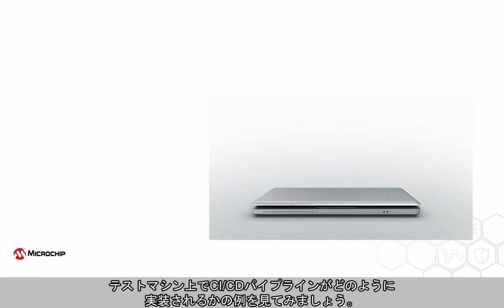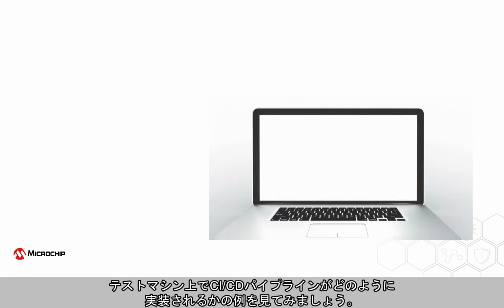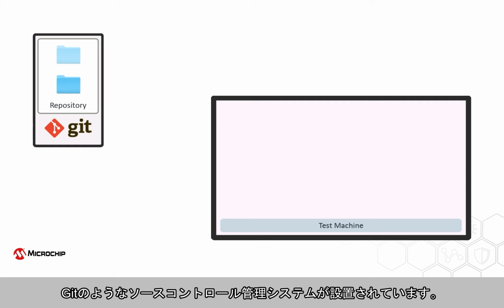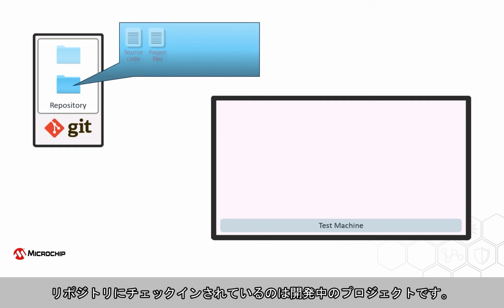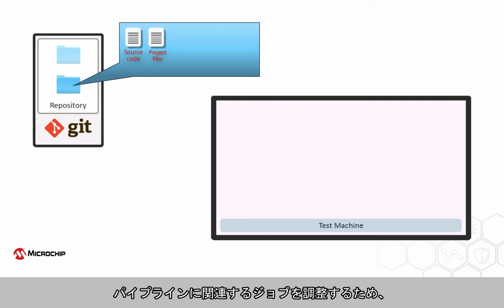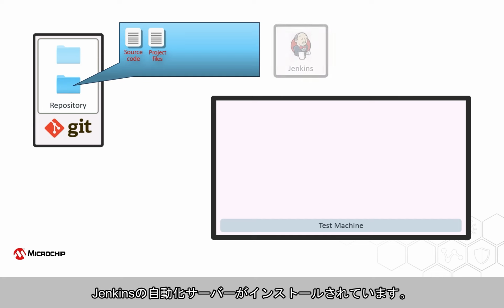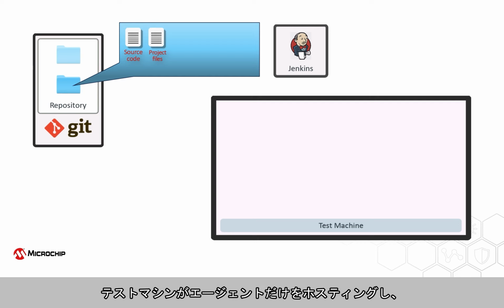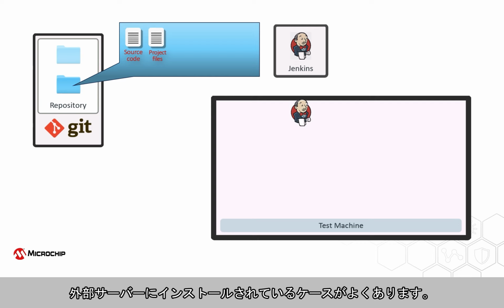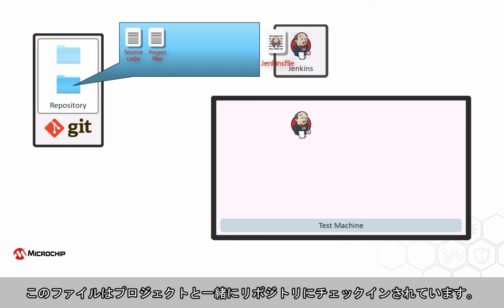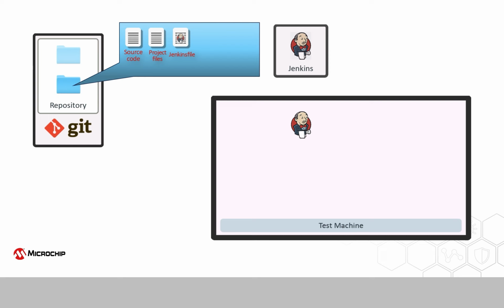Let's look at an example of how a CI/CD pipeline might be implemented on a test machine. A source code management system, like Git, is in place. Checked into the repository is the project being developed. To coordinate the jobs associated with the pipeline, a Jenkins automation server has been installed. Such servers can be run on the test machine itself, but are often installed externally, with the test machine hosting just an agent. A Jenkinsfile is a script that defines a Jenkins pipeline, and such a file has been checked into the repository along with the project.